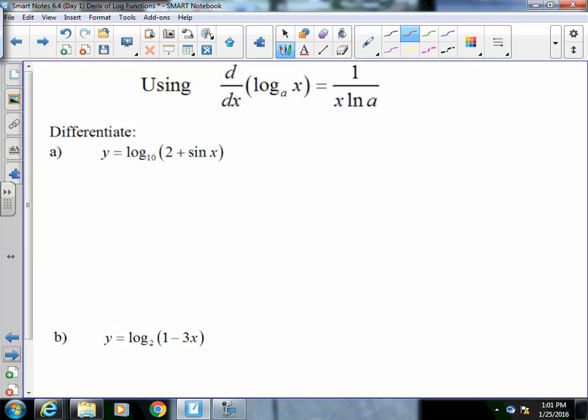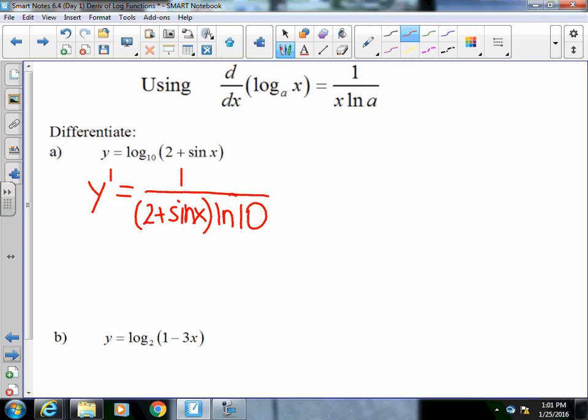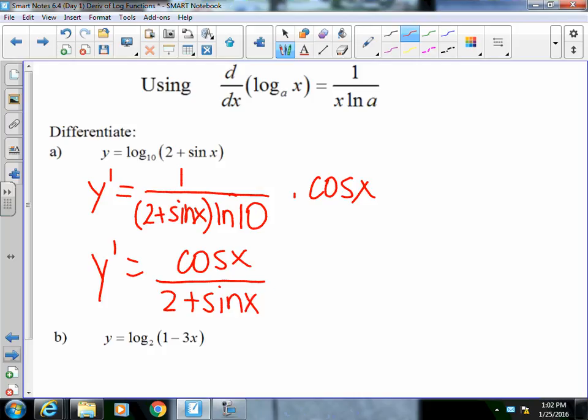Now, these next two examples follow the same rules from the front, but now we have a log other than a natural log. So, the derivative of log base 10 of 2 plus sine x is going to be 1 over 2 plus sine of x times the ln of 10. Then I have to multiply by 2 plus sine of x's derivative, which is cosine of x, so our derivative is cosine of x over 2 plus sine of x times ln of 10.